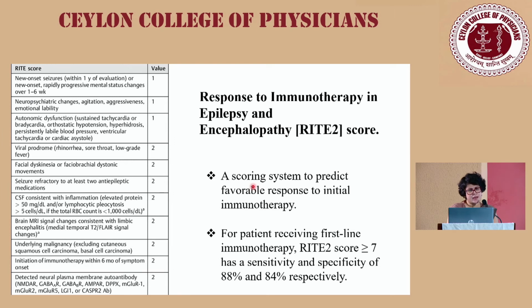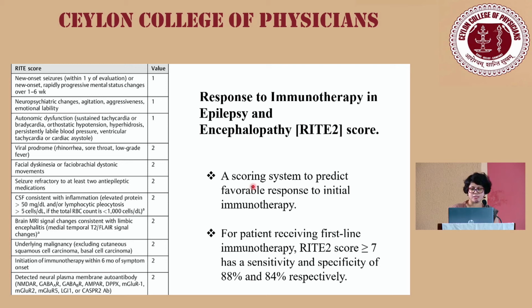And then there are other scoring systems like the RIDE2 score. Basically, these are being built up to see whether these patients respond to immunotherapy or not. The domains are basically similar to the APE2 score. Anyway, if the patient scores 7 or more, that is more sensitive and specific, we should start immunosuppressives and see.